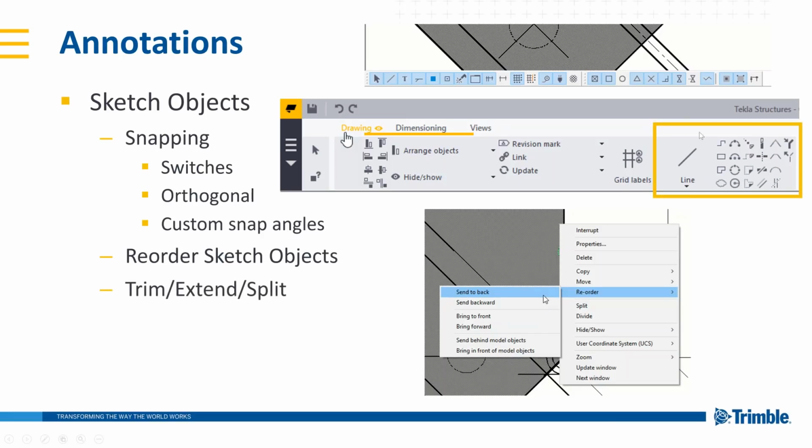Back up to the ribbon, I also have trim, extend, and split tools towards the end of these, copy and copy with offset, as well as cover-up tools.